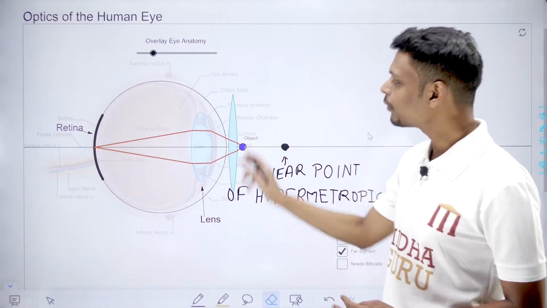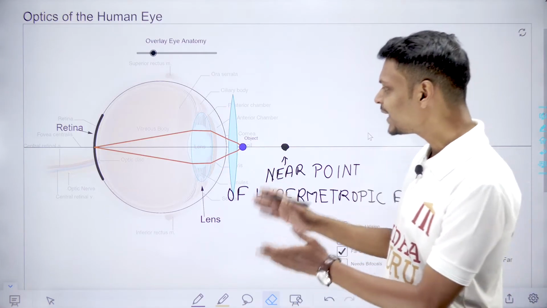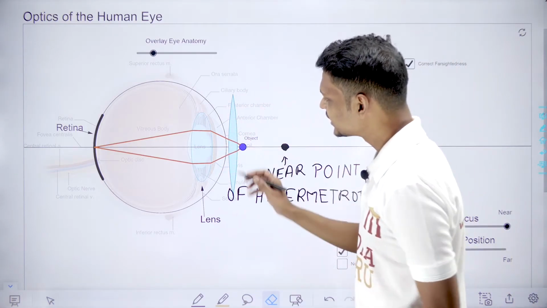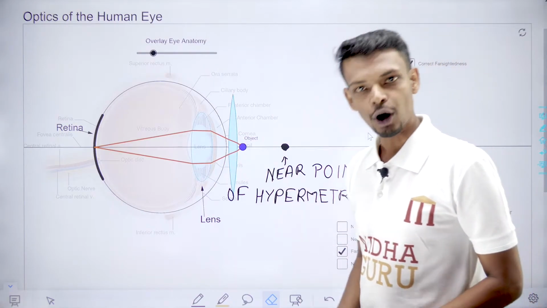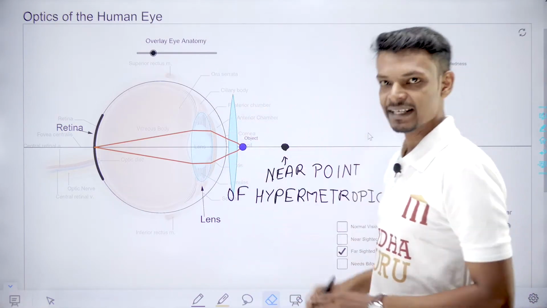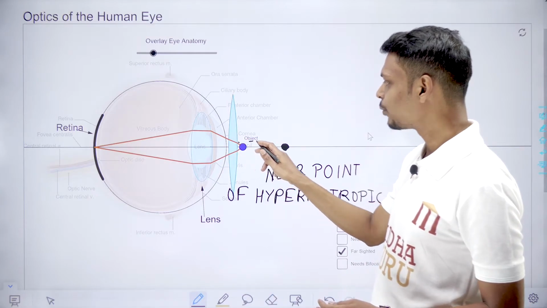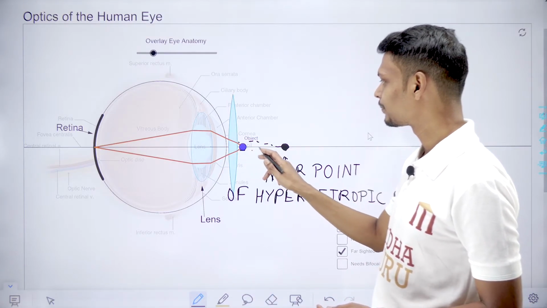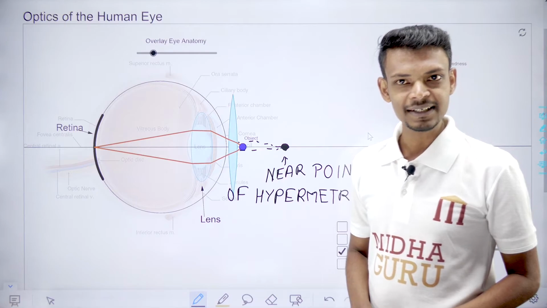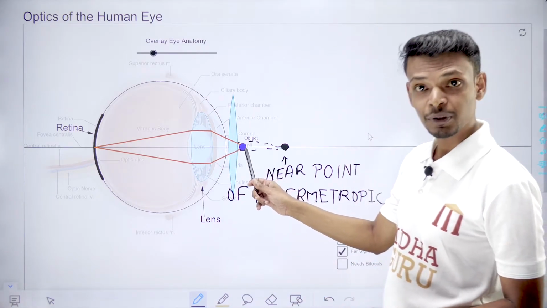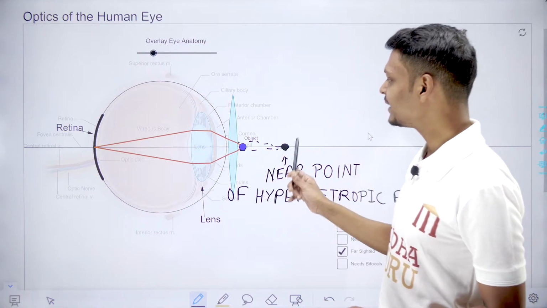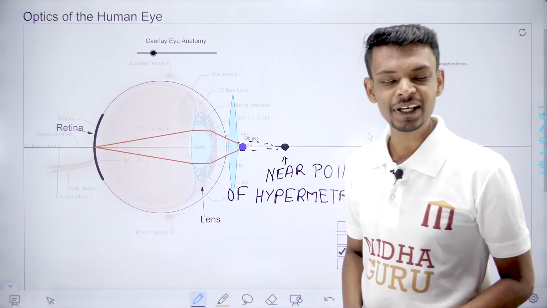Now when I place a convex lens, then we can see clearly that at the lens the rays actually appear to converge, which are coming from the object. Now when I project these rays backwards, then let us see what happens. As you can clearly see that the eyes perceive that the object is not at this position, rather it perceives that it is at the near point of the hypermetropic eye.